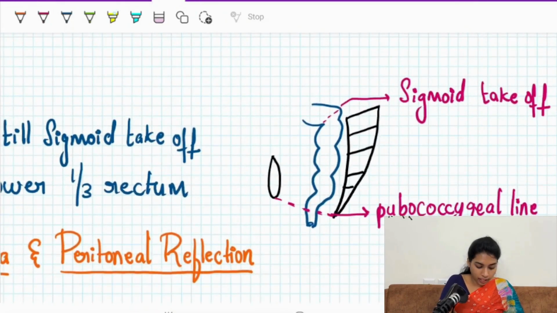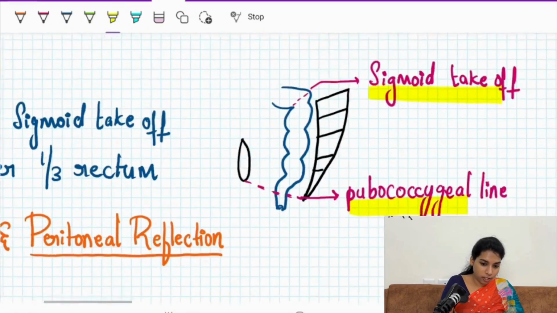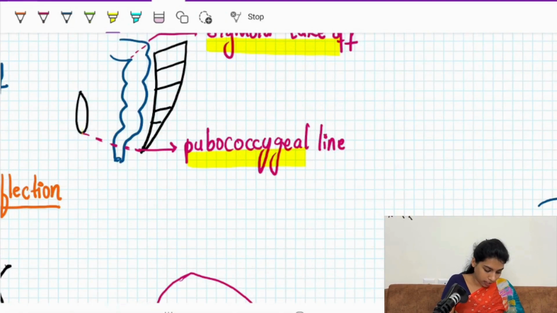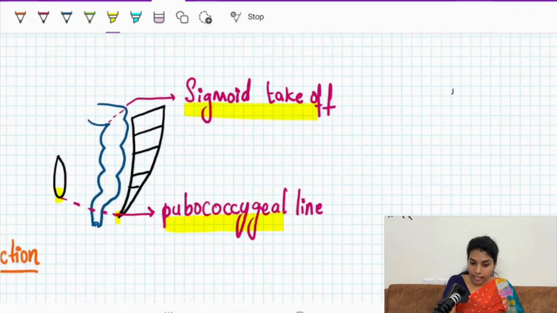Rectum typically extends between the pubococcygeal line and the sigmoid takeoff. What do we mean by pubococcygeal line? It is a line which is drawn from the lower end of the pubis to the tip of the coccyx. Hence, we call it a pubococcygeal line. And sigmoid takeoff is that point of the rectum where it is moving away from the sacrum. So the point where the rectum moves away from the sacral bone, we call it a sigmoid takeoff.